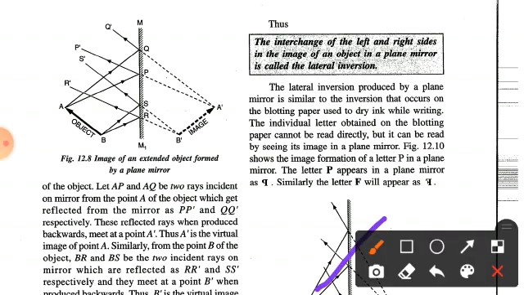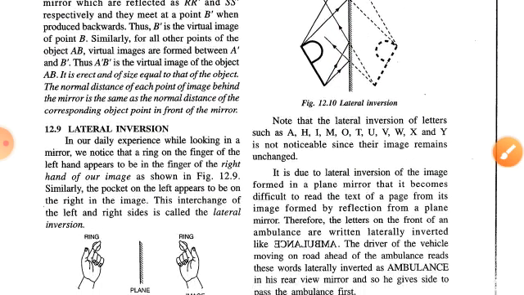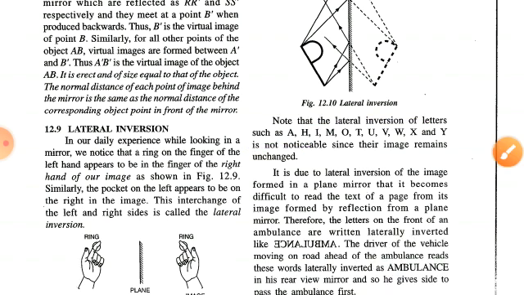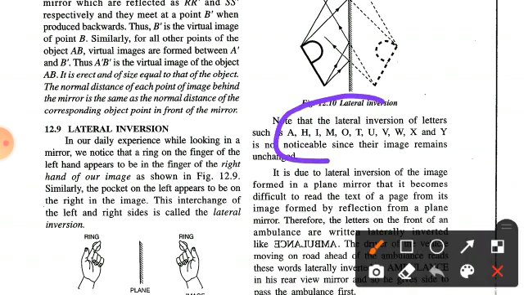This figure shows the image formation of the letter P in a plane mirror. So the letter P appears in a plane mirror like this. Similarly F, like this. Clear? This has only happened due to lateral inversion. Note that the lateral inversion of letters such as these is not noticeable since their image remains unchanged. These are some letters whose images do not change after lateral inversion. Clear? It is due to lateral inversion, this is the most important example of the image formed in a plane mirror, that it becomes difficult to read the text of a page from its image formed by reflection from a plane mirror.